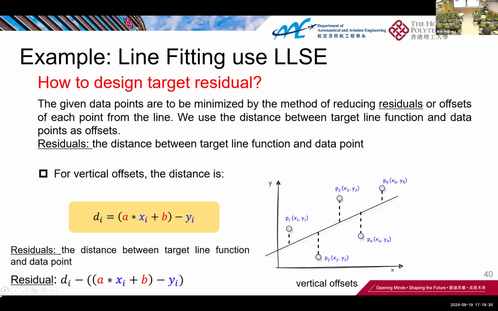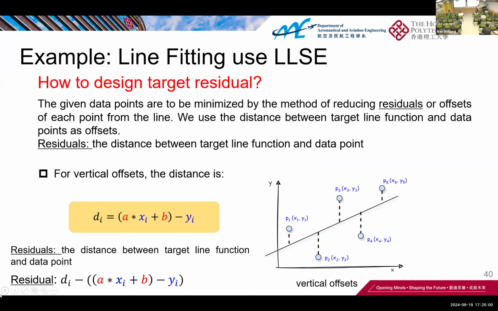So first, how to calculate a and b based on a series of data. We design the target residual. As we mentioned, the residual can be calculated from this point, the perpendicular distance from this point to this line. We calculate it by this value and this value. So now we have two kinds of residual.